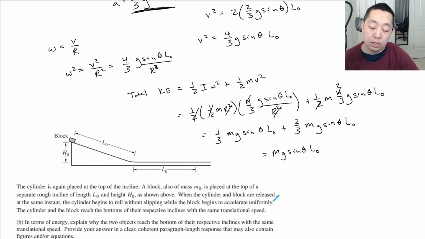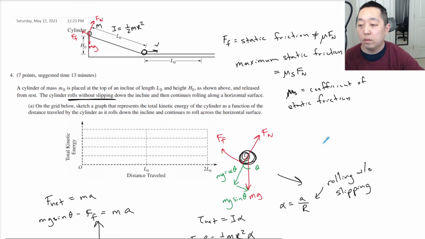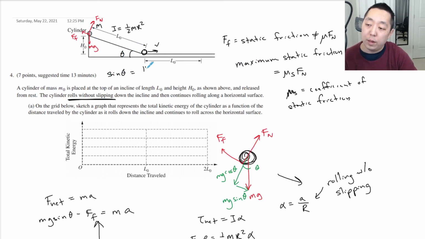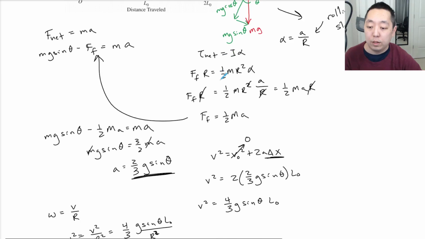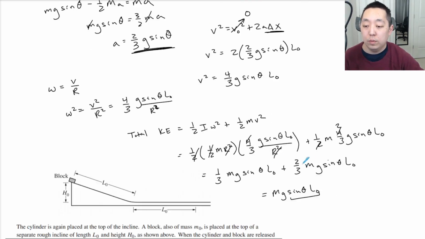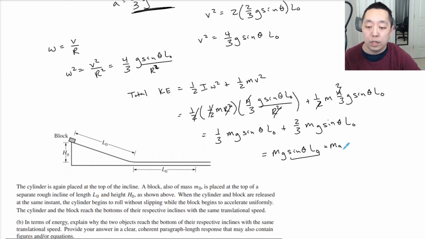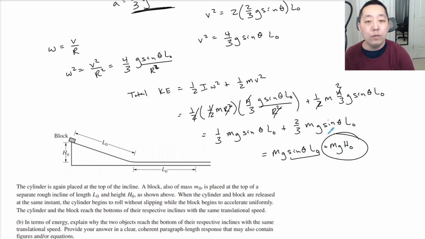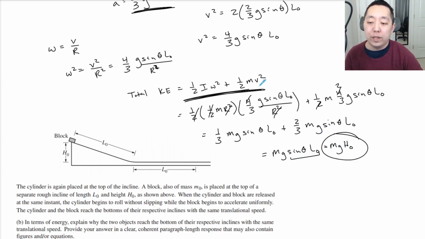If I look at this angle here, sine theta is equal to opposite over hypotenuse. It's h0 over L0. So you get h0 is equal to L0 sine theta. Therefore, I know that this is just mg h0. Now, what have we just proven? We've just proven this is the gravitational potential energy it started with.